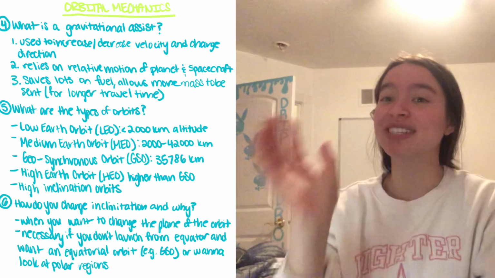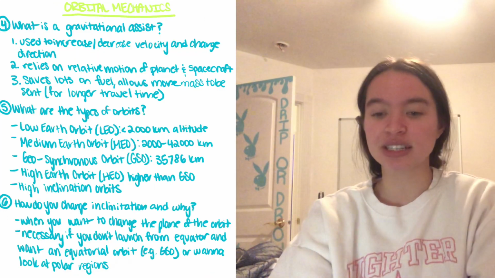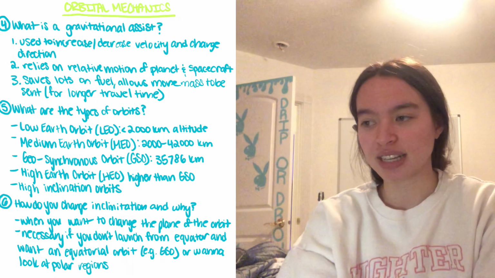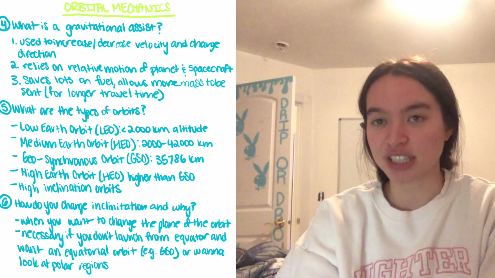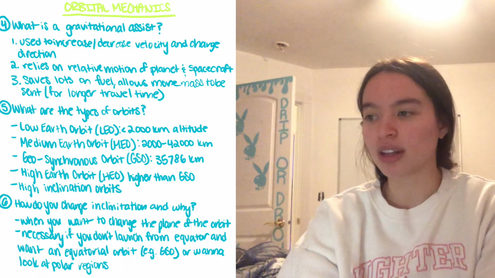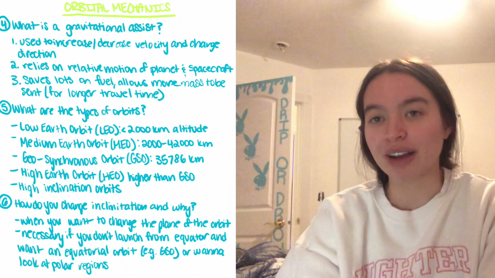Okay, number 4, what is gravitational assist? This is used to increase or decrease velocity and change direction. It also relies on relative motion of a planet and spacecraft. It saves a lot on fuel. It allows more mass to be sent for a longer travel time.